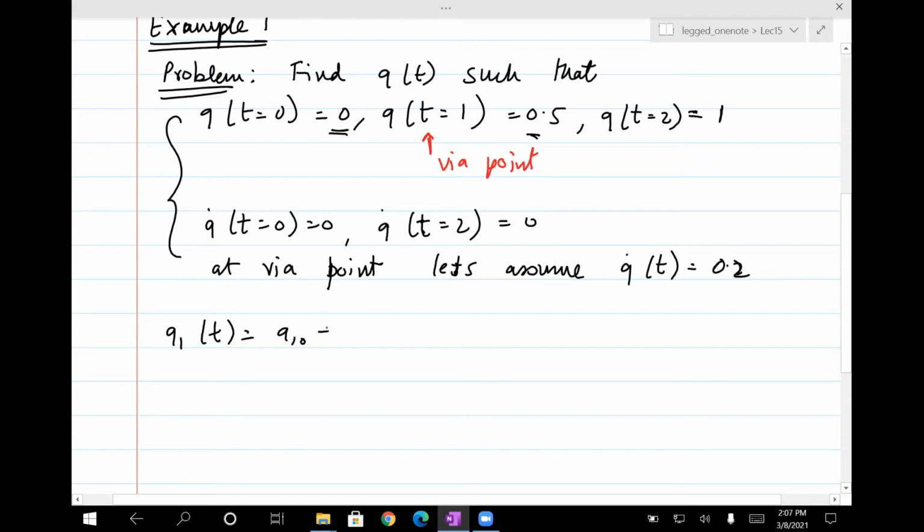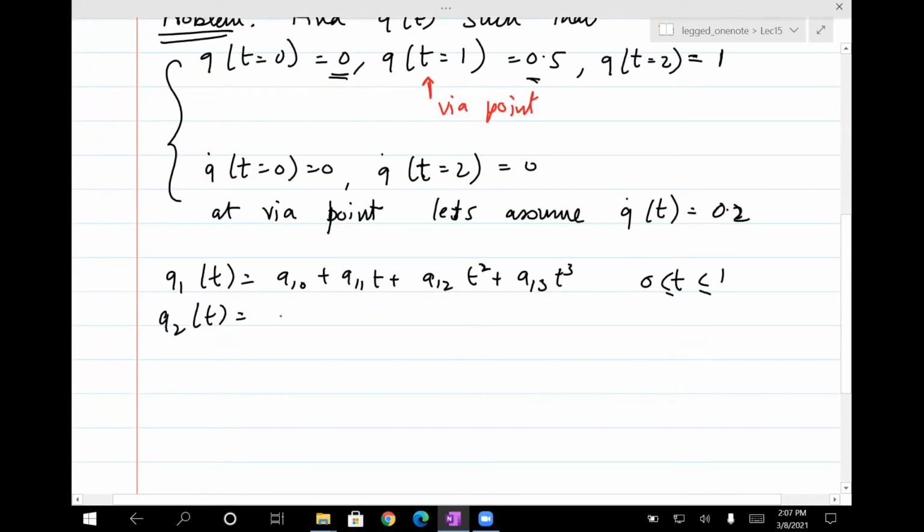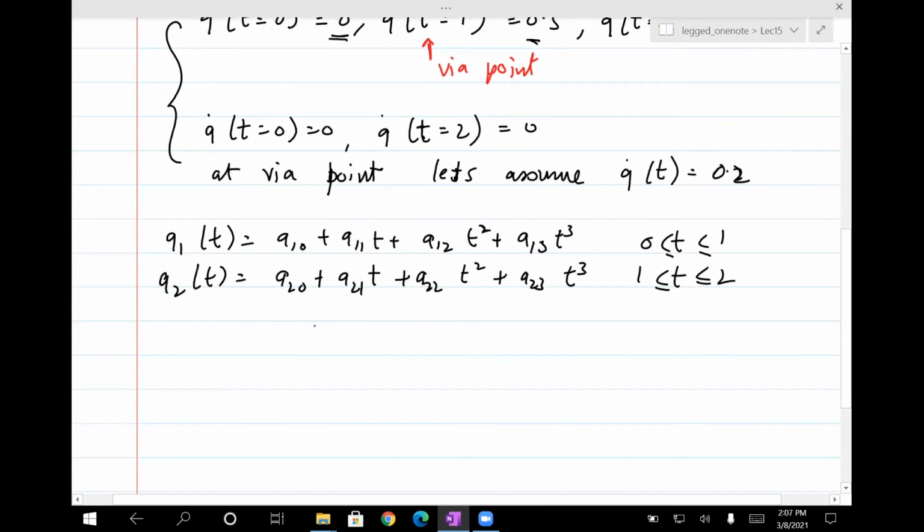a cubic profile. So A10 plus A11t plus A12t squared plus A13t cubed. Okay, so that will be from 0 to 1, and then from 1 to 2, we would have A20 plus A21t plus A22t squared plus A23t cubed. Okay, so now we have 4 and 4, 8 unknowns, but we do have 8 equations.